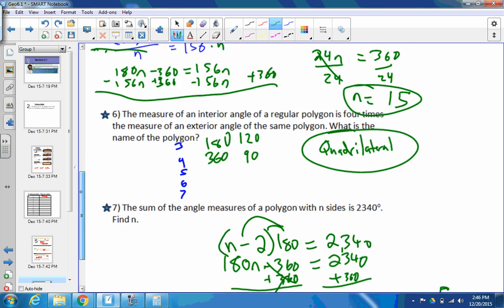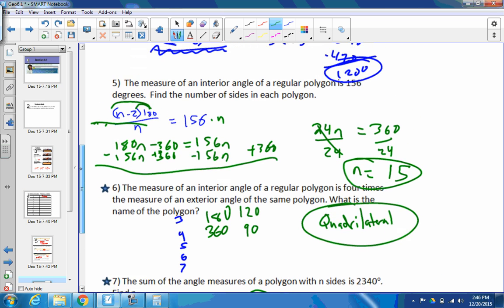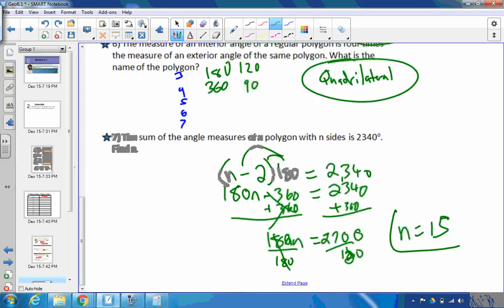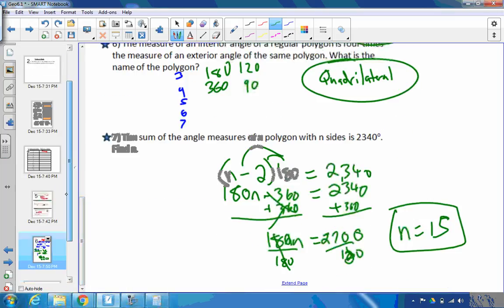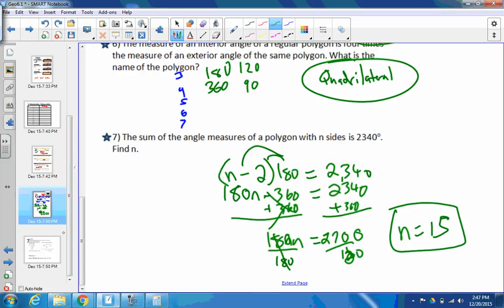Interesting. Back up by number 5. All right, 15 sides it is. So it's a 15-agon, or 15-gon, or there might be an actual term for it. You can look it up though.